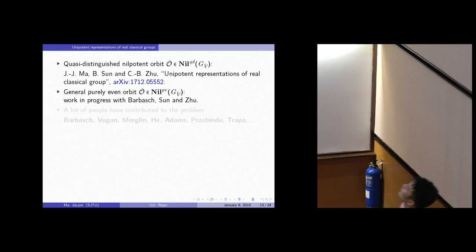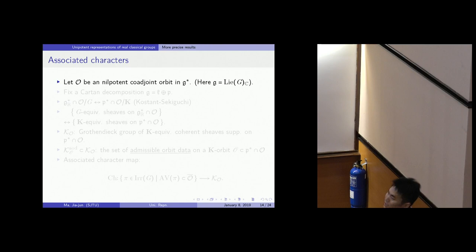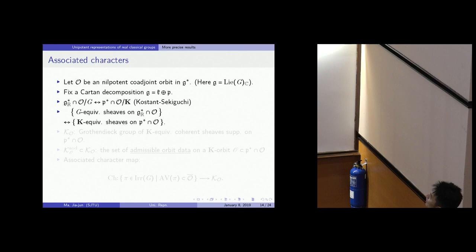So here I'd like to state the precise result, and I'd like to introduce more notation. Suppose you have a unipotent orbit in the coadjoint orbit, then we always fix a Cartan decomposition, and it's natural to consider the real orbits whose complexification is exactly this O. This set of real orbits corresponds one to one to K orbits on the intersection of this unipotent orbit with the non-compact part of the Cartan decomposition, through the Kostant-Sekiguchi correspondence. And I think this correspondence not only gives you the orbit correspondence, but also gives you the correspondence on the level of sheaves.